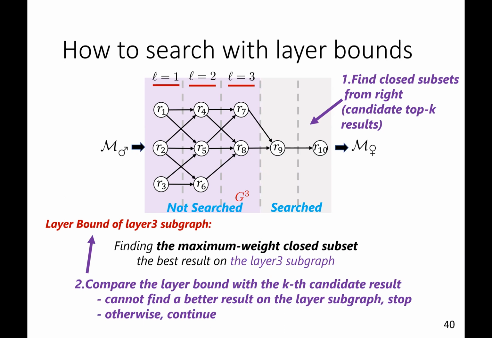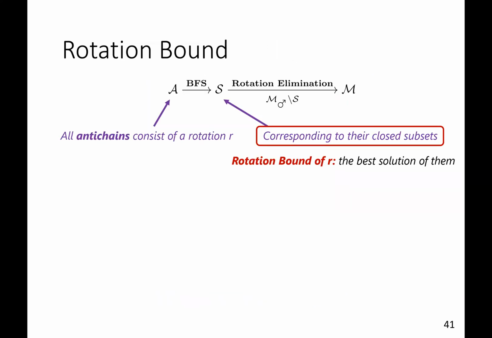How do we search with the layer subgraphs and layer bounds? First, we start the search. We find the closed subsets from the right, and in this searched area, we have some candidate top K results on hand. After that, we compare the layer bound with the candidate results. If we cannot find a better result on the layer subgraph, we stop. Otherwise, we continue to search.